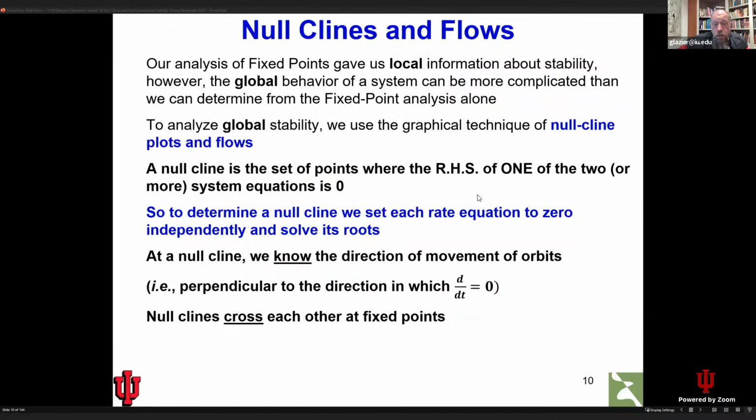The great thing about a null-cline is that if dx/dt is 0, we know that the movement, whatever the direction of movement is, is not in the x direction. Similarly for y and z. And so we know the direction of flow of our values at a null-cline. For the x null-cline, the flow is perpendicular to the x direction. For the y null-cline, the flow is perpendicular to the y direction. When null-clines cross, you get fixed points.